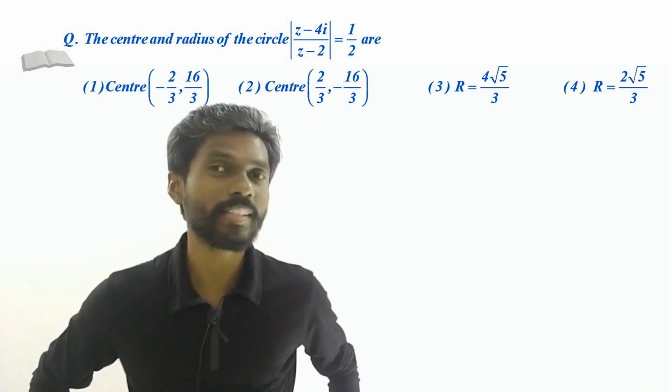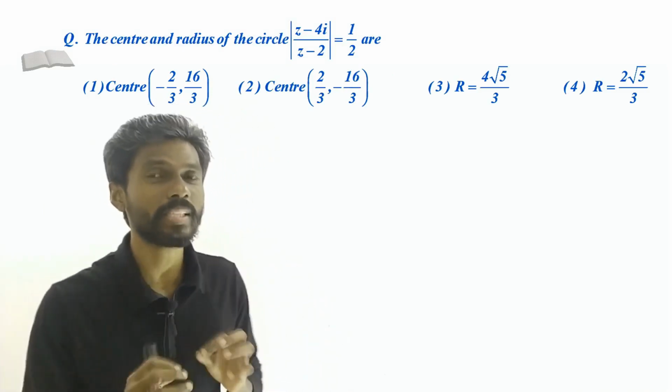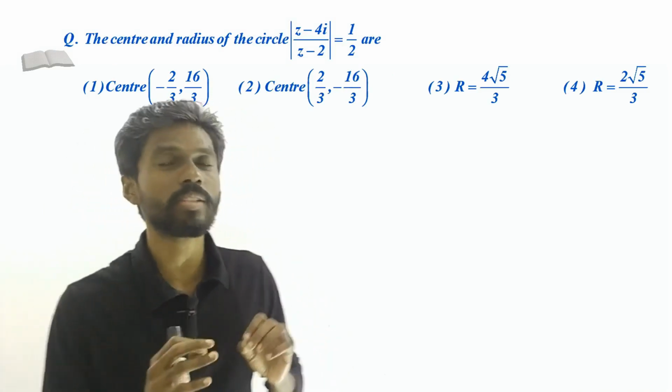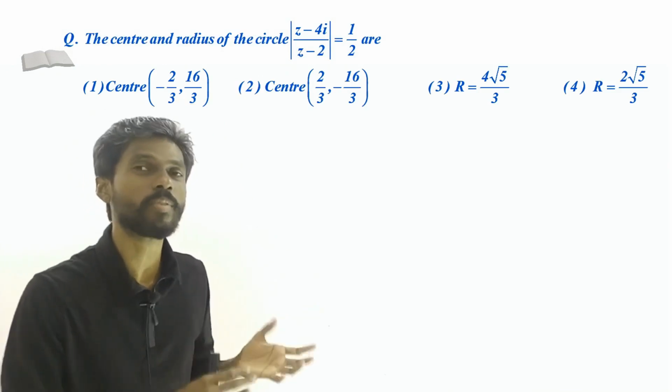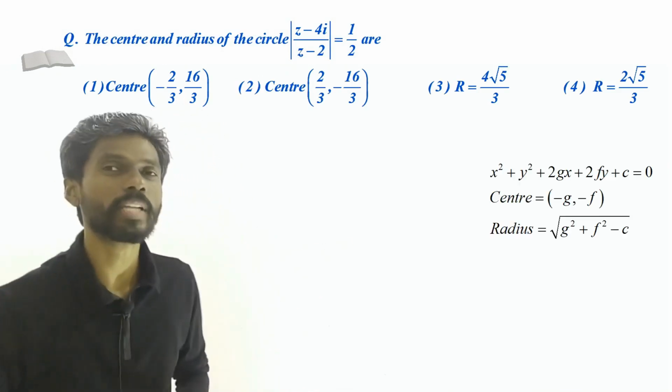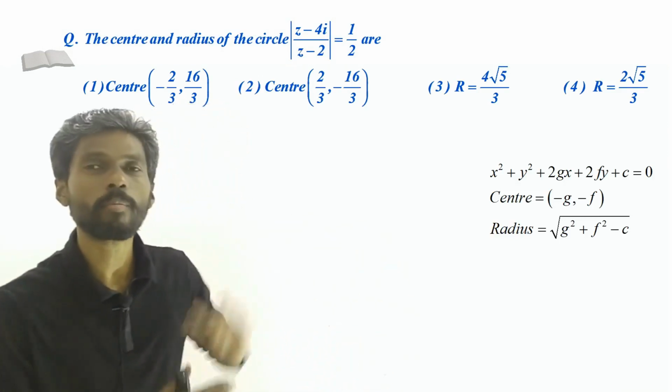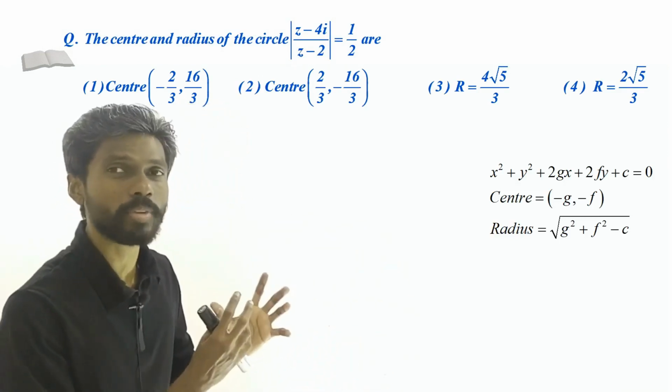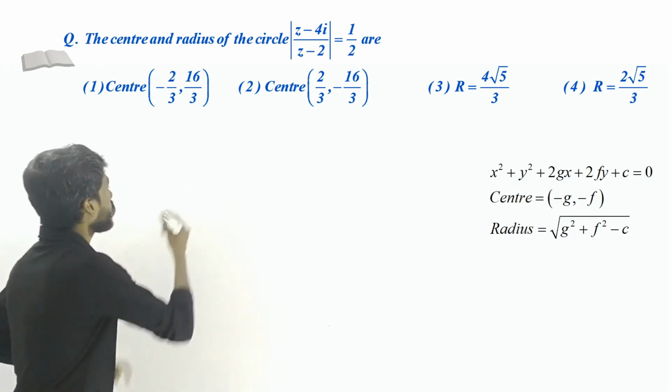Here again we have to find the center and radius of the circle, but this time we will not use any formula, we will just use the Cartesian form. We will convert this equation into the Cartesian form, equation of real variables, and then we have the formula for center and radius, minus g minus f, and the formula for radius. So let us use that form here.